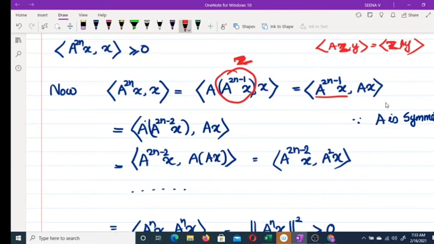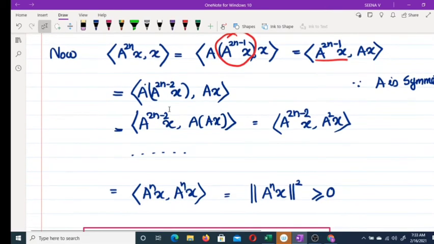This implies z, Ay. Now in the next step, A raised to 2n minus 1, you can write as A raised to 2n minus 2 x, Ax. And again by the symmetry property, you take this as some z, so Az, and this as some y.